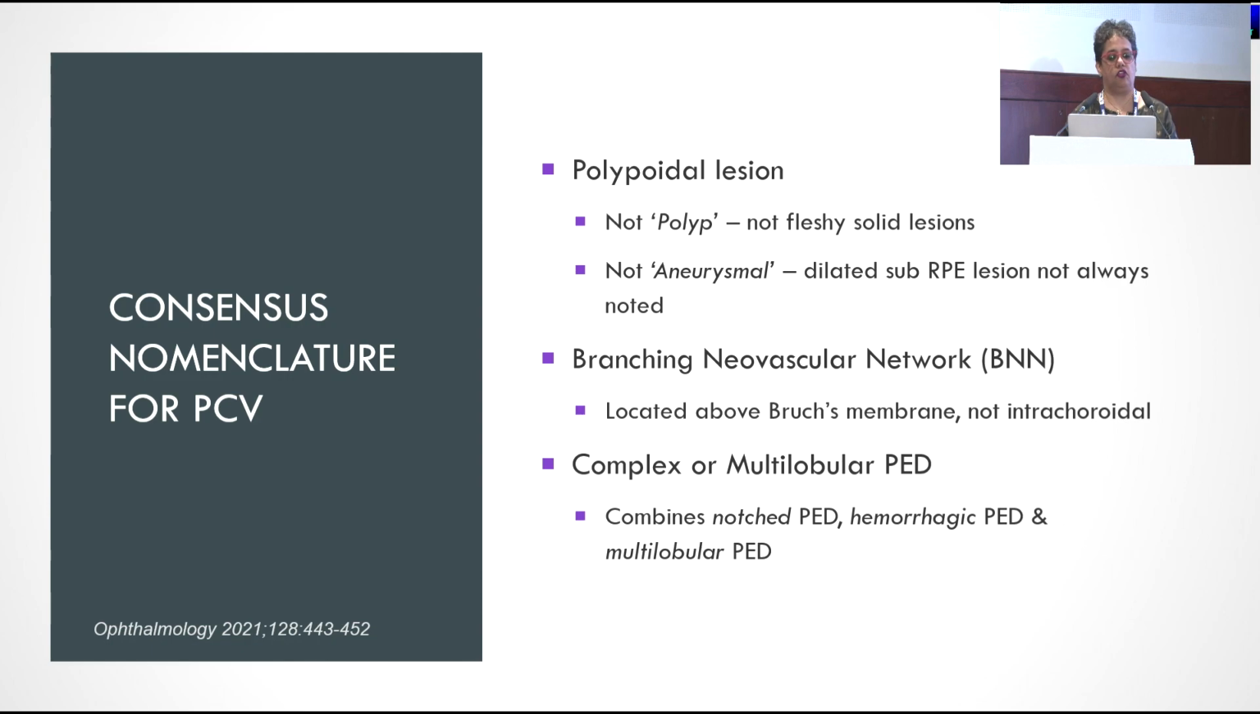So the consensus nomenclature has been recently released, which has helped us define a lot of these terms. One of the terms is that you have to use the term polypoidal lesion and not a polyp, because it's not a solid fleshy lesion, or aneurysmal, because these are not just dilated, and sub-RPE lesions may not always be present. The branching neovascular network, since this has been seen to lie above Bruch's membrane, signifying that it is neovascular in origin, and the term complex or multilobular PED, which combines the previously used terms of notched PED and hemorrhagic or multilobular PED.